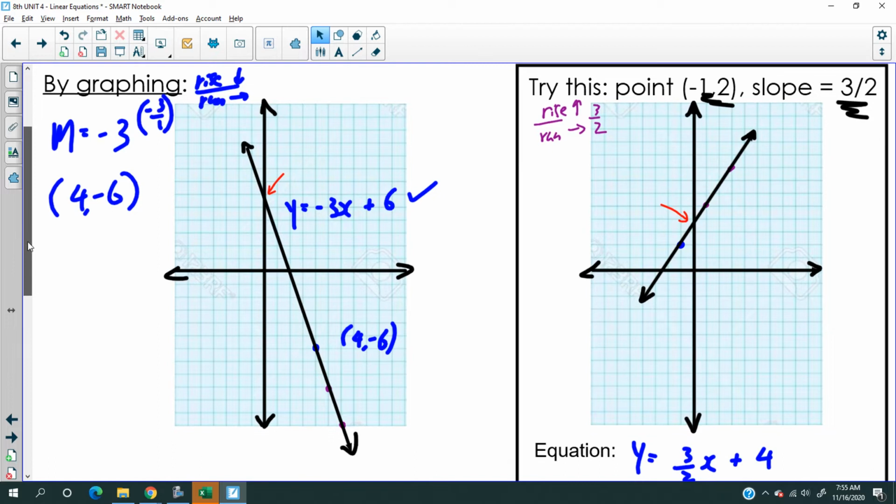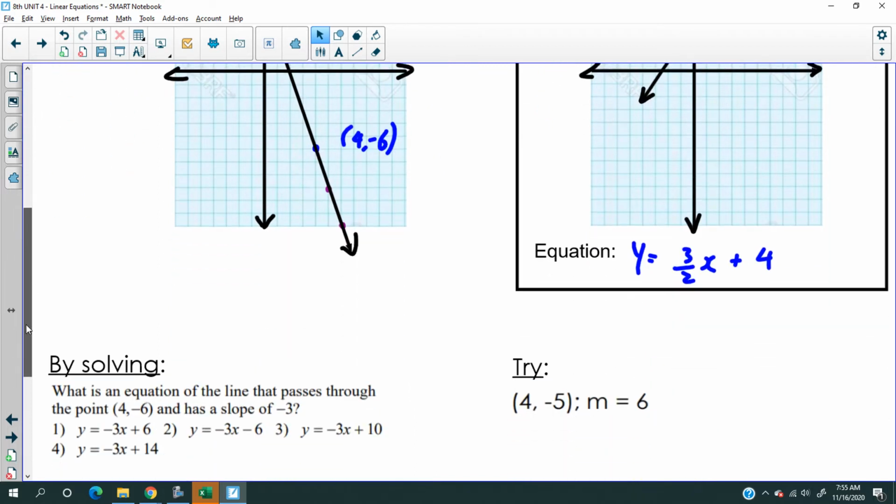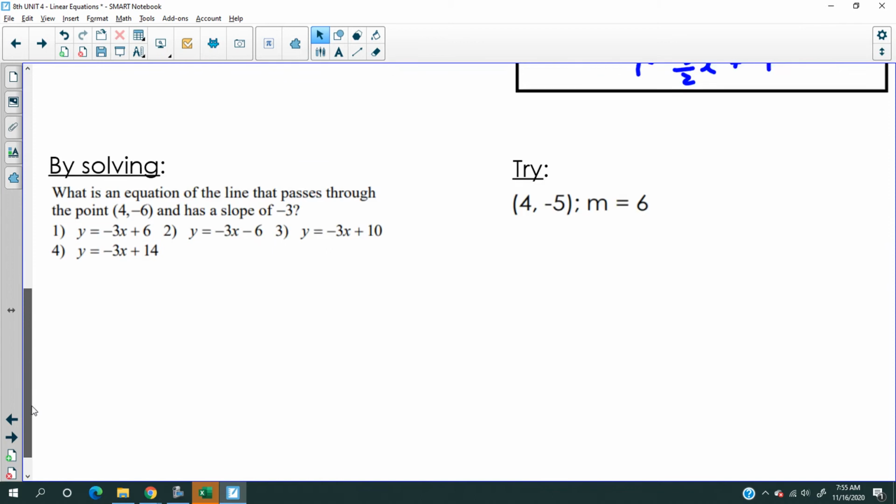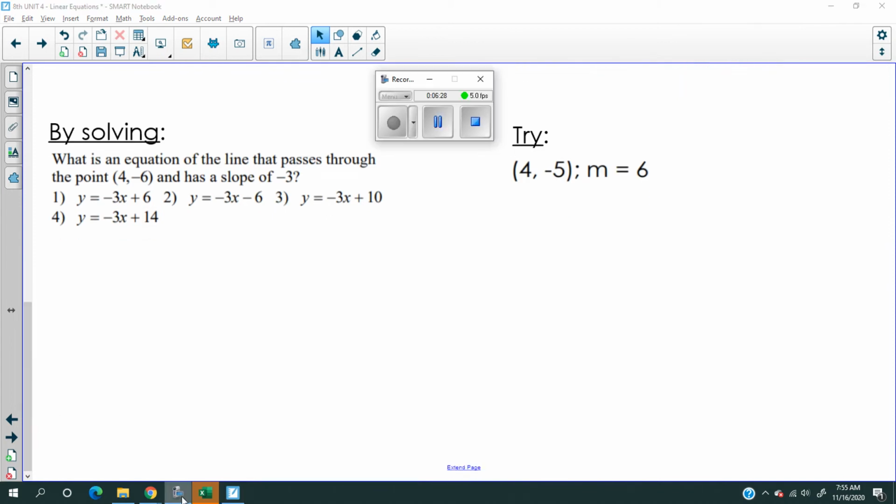Algebraically, okay? And this is what you need to know then. So what I'm gonna do is show you this, and then that'll be it for today. And then tomorrow, let's use tomorrow for practice, okay? All right, now, let's talk about this then.